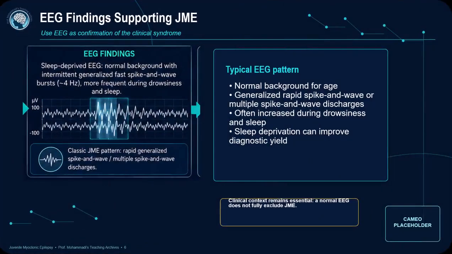The EEG provides important support for the clinical diagnosis. In JME, the background is often normal for age, while the epileptiform activity may appear as generalized rapid spike and wave or multiple spike and wave discharges. These discharges may become more frequent during drowsiness, and sleep deprivation can improve diagnostic yield. However, the EEG should not be interpreted in isolation. The history gives the EEG its meaning, and a normal EEG does not completely rule out JME when the clinical pattern is strong.